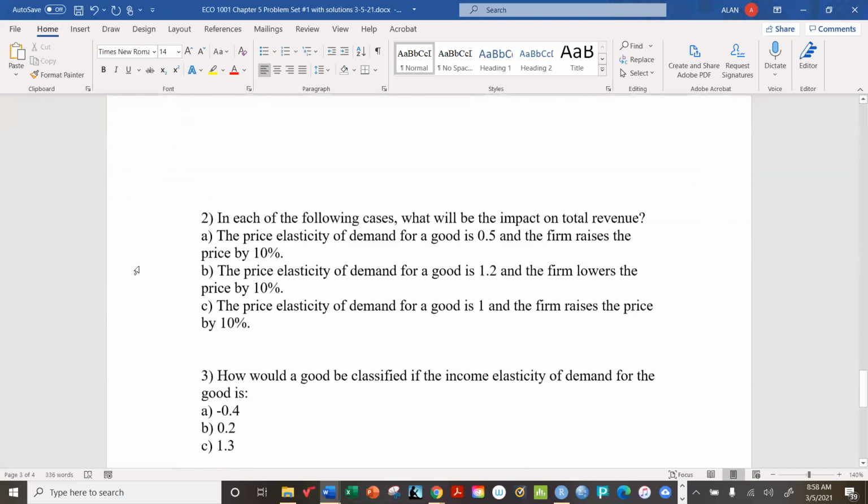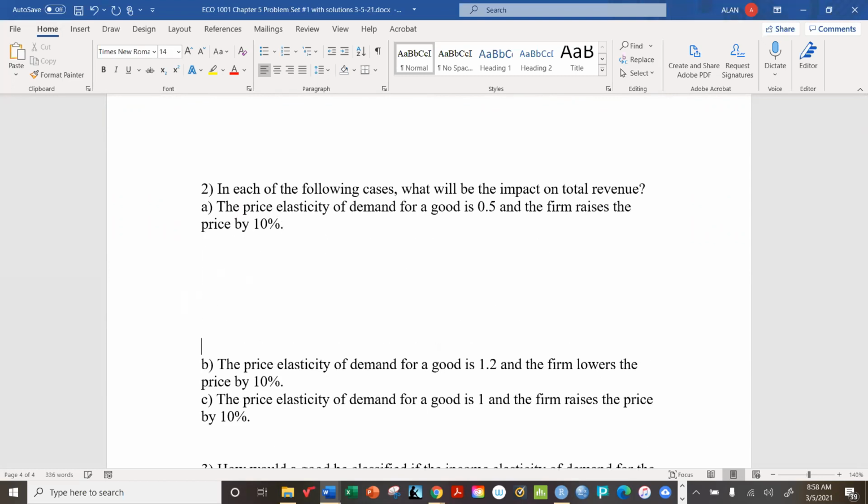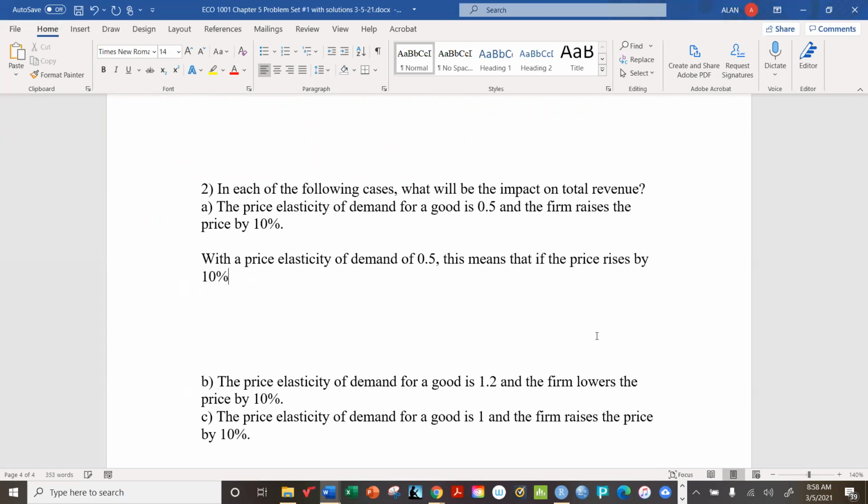All right, now, how about these? In each of the following cases, what will be the impact on total revenue? The price elasticity of demand for a good is 0.5, and the firm raises the price by 10%. So what you can do here is, you can memorize this, but you can also think about it this way. With a price elasticity of demand of 0.5, this means that if the price rises by 10%, the quantity demanded will fall by, multiplying these together, 5%.